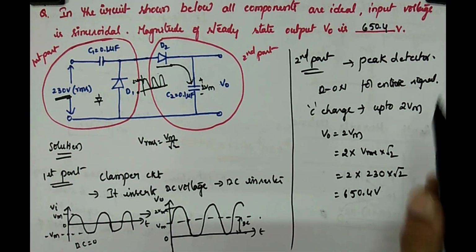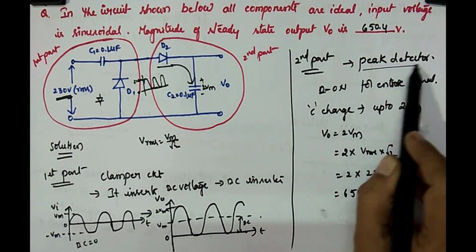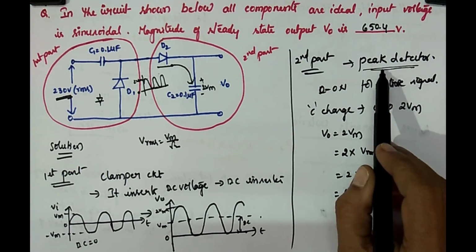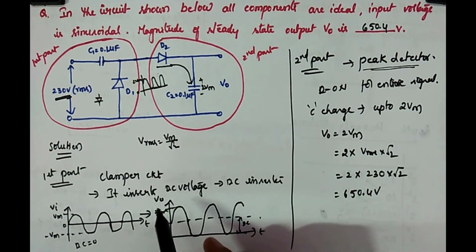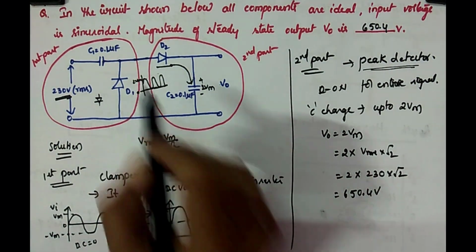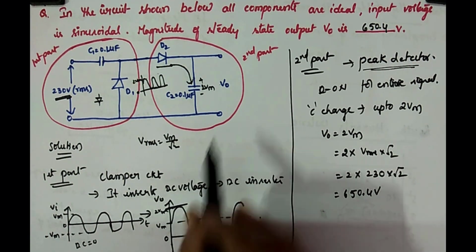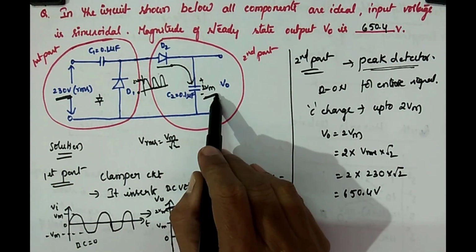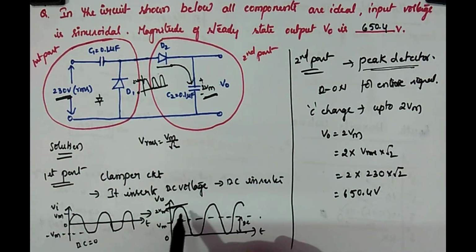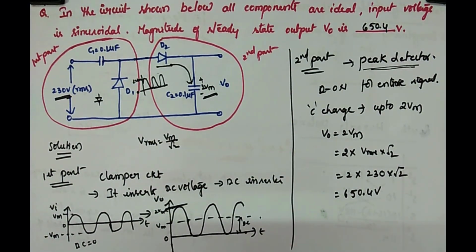So I think you understand the meaning of peak detector, because here the peak value is 2 Vm. The output is always at 2 Vm, hence this is called a peak detector. It is detecting the peak value 2 Vm, hence it is called a peak detector.